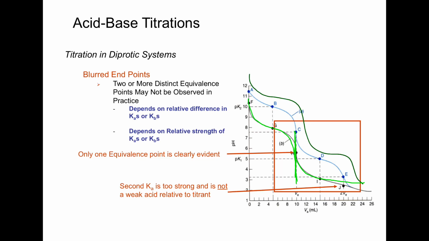So this happens depending on the relative strength of the Kas or Kbs. And so in observation, when we're doing this in lab, sometimes it's really only possible to observe the first equivalence point. The good news is if we can measure that first equivalence point, we know that the second equivalence point would be 2 times the volume. So we can still do some calculations as long as we can find, by observation, one of the equivalence points.